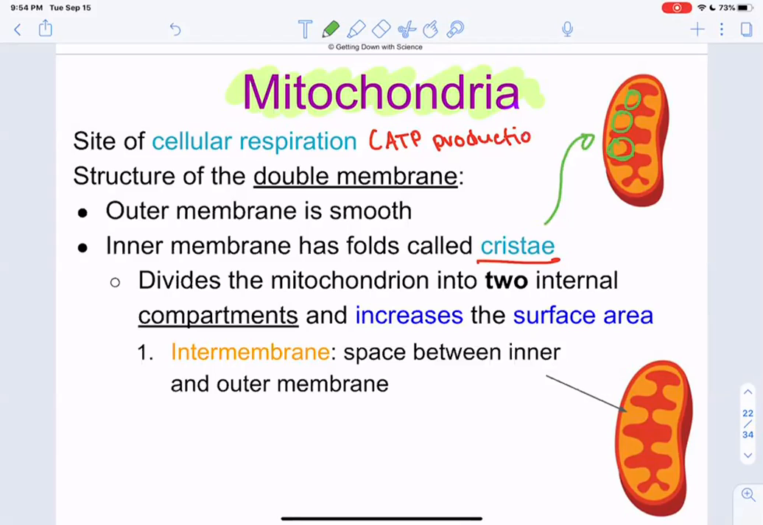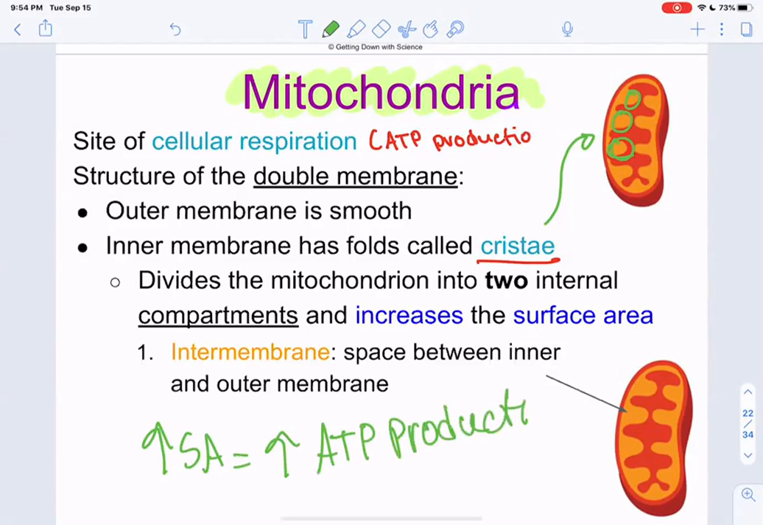What the cristae does is divide the mitochondria into two internal compartments, and it increases the surface area so that more energy can be produced. More surface area equals more ATP production, which is exactly what we want.